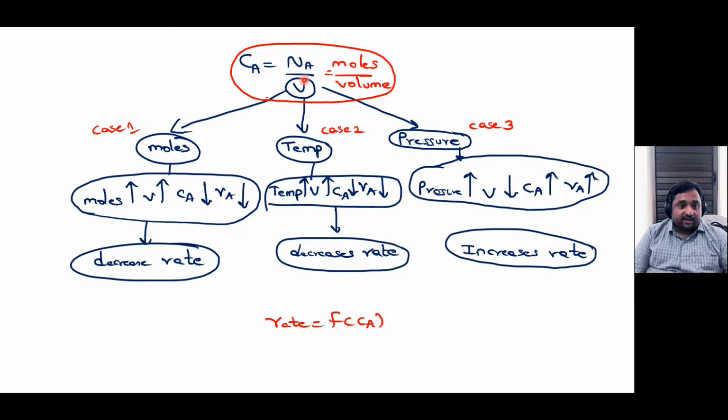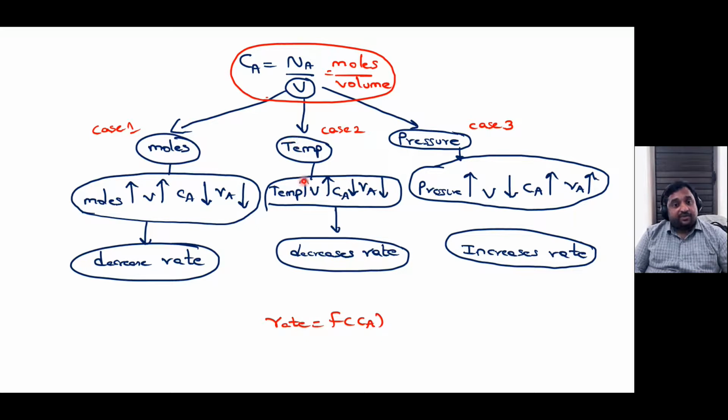The volume, what you are seeing here, is affected by three different parameters, because volume in turn affects the concentration. Concentration in turn affects the rate of a reaction. Because we are discussing the volume effects today, the parameters that affect the volume are three: one is moles, second is temperature, and third is pressure. Why? If the moles are increasing, volume will rise. Concentration will go down, because volume is the denominator. Anything that raises the volume will reduce the concentration of the reactant, thereby reducing the rate of reaction.